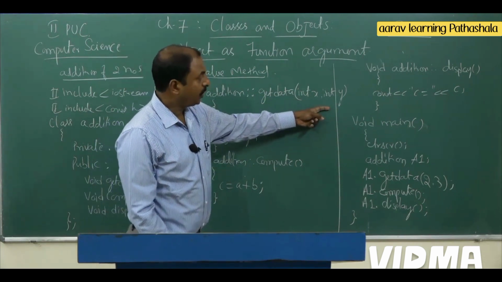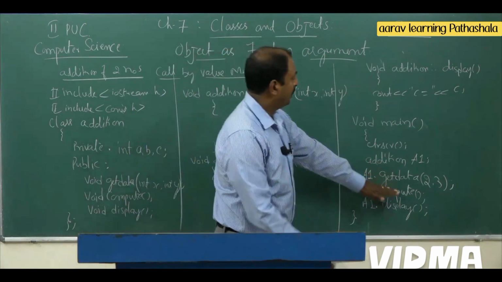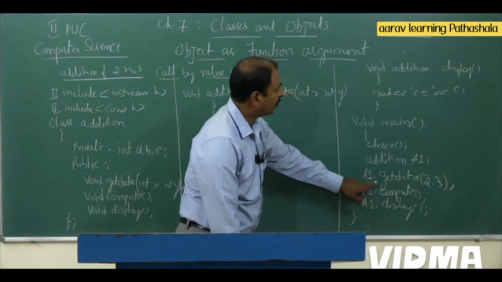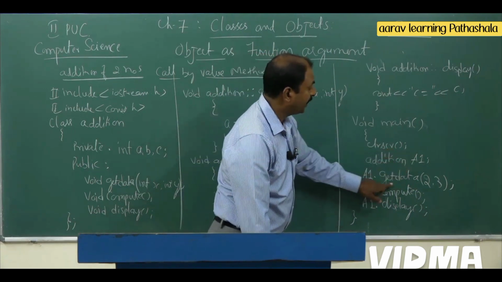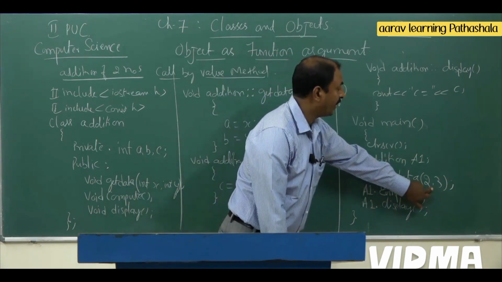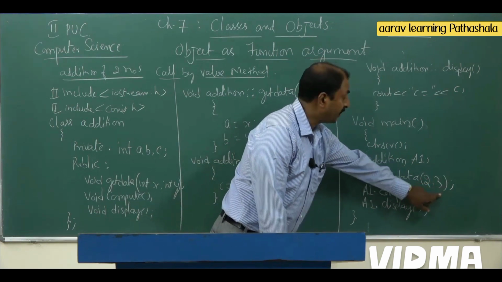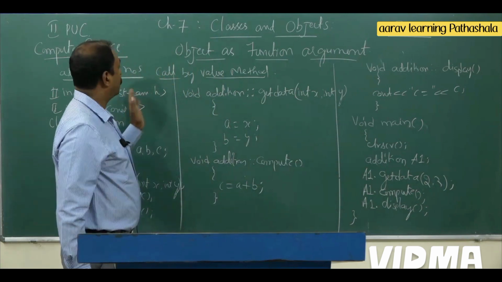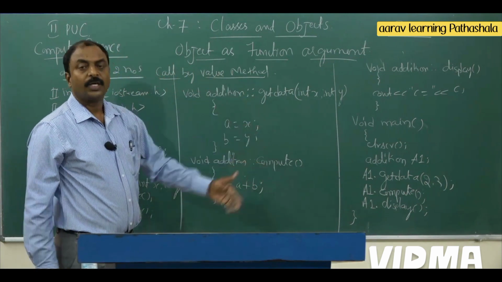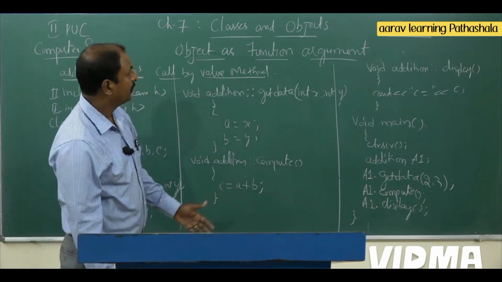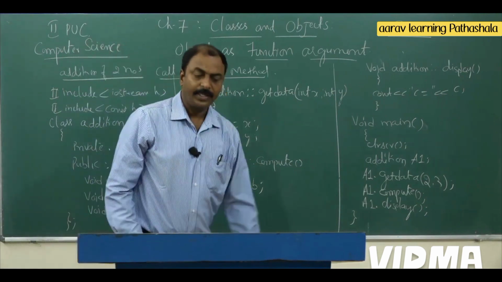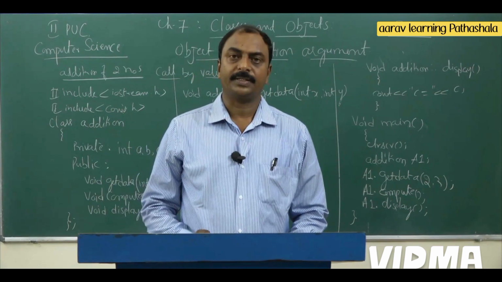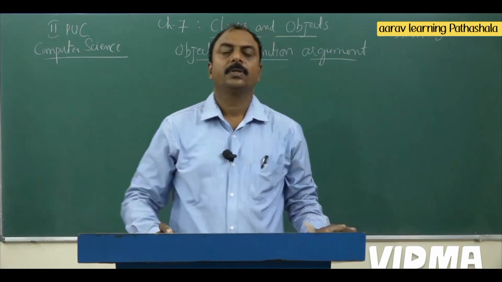So here when you observe inside the main function, we call a1, the name of an object, and get data, and you have to give the values of two variables x and y, here 2, 3. So that is the meaning of call by value method: it works with a copy of the data. Now let me explain one more example for object as a function argument.